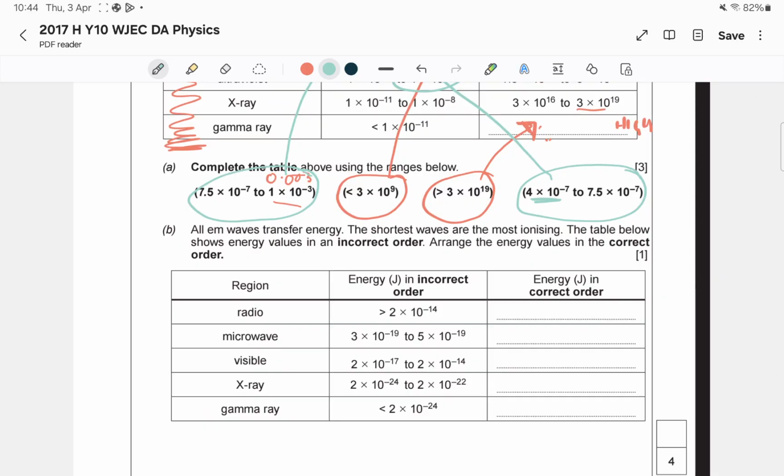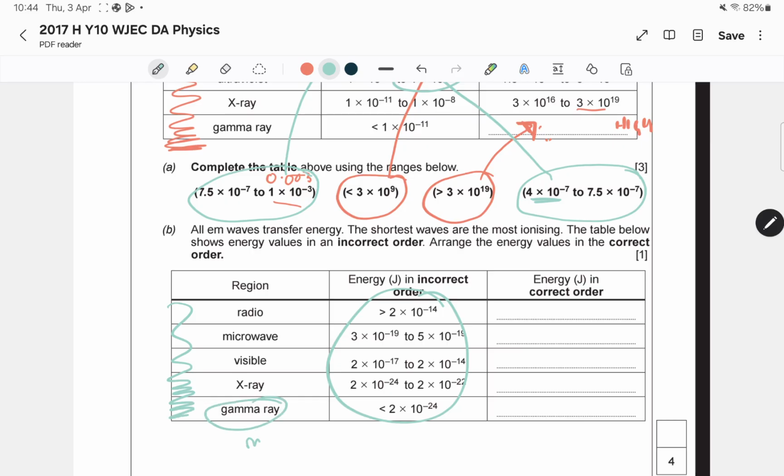All EM waves transfer energy. The shortest waves are the most ionizing. The table below shows the energy values in incorrect order. So all of these are in the incorrect order. Rearrange them, so we have to write them in order of energy values.